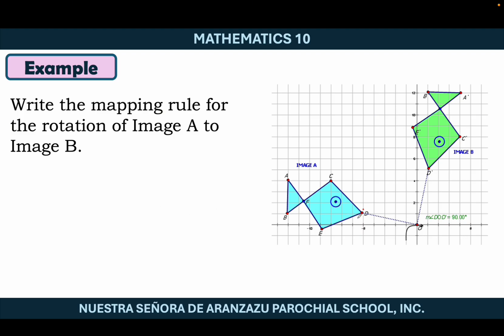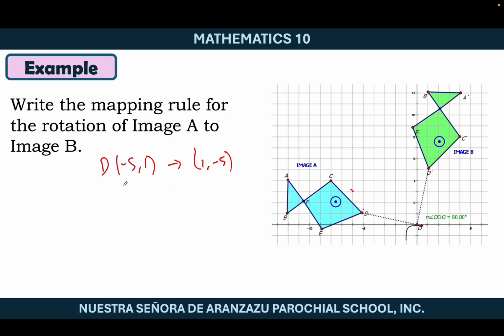Now, to identify the rule or the notation given the original figure and the rotated figure, what you are going to do is to pick any point. Okay, mamili lang kayo ng any point dito. Let's say this one, point D, is negative 5, 1. Then, ipakita nyo yung rotated point niya. It becomes 1, negative 5.